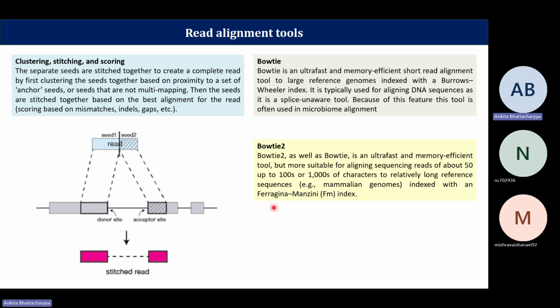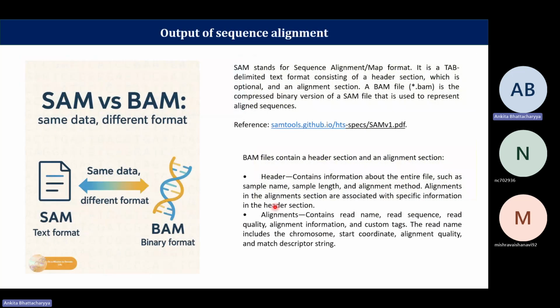Apart from Bowtie, there's also Bowtie 2, which is a different version of that software, and Bowtie 2 is actually more commonly used. These are also ultra-fast, memory-efficient tools, which are suitable for aligning reads around 50 characters, which sometimes even goes up to hundreds or thousands of characters, to very long reference sequences. So, yeah, these are some of the common tools and what you actually expect as output of this alignment.